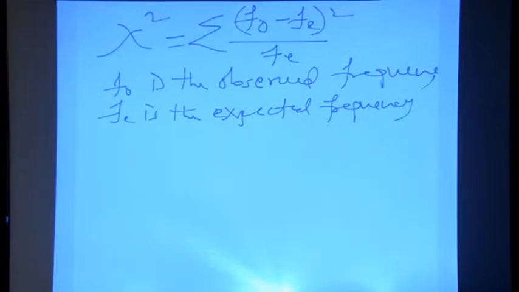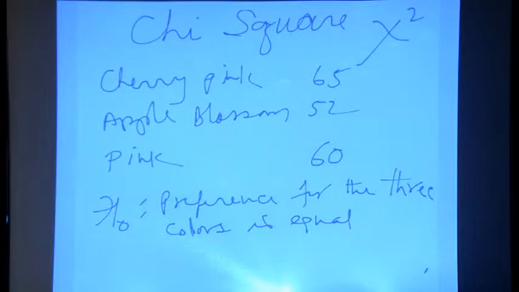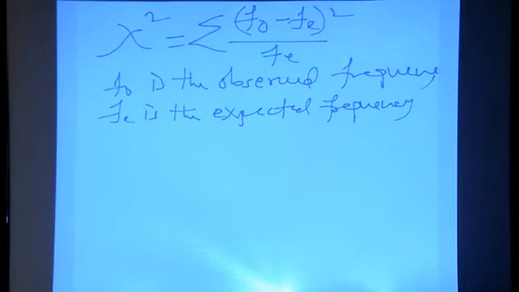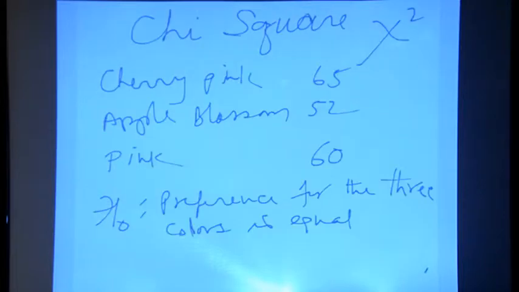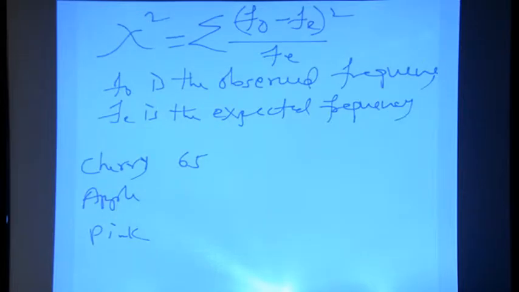Now, let us see what is observed. What were some of the colors that we had? All right, cherry pink, apple blossom and pink. How many cherry were there? 65. And for apple, how many were there? Apple 52 and then 60. All right, so this is what is observed.